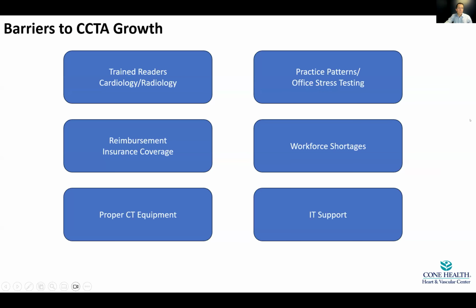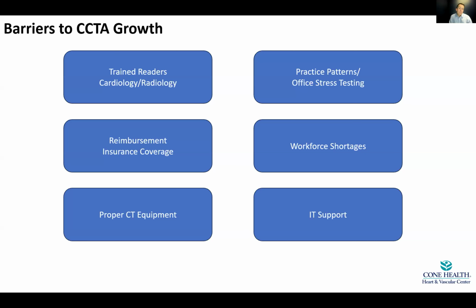So what have been the barriers to coronary CTA growth? And I think these are just a few that came to mind when preparing these slides. You need to have trained readers. This could be cardiologists or radiologists, but they really have to know what they're doing. And a lot of physicians can get training while on the job or in fellowship. And I think practice patterns are changing with this.